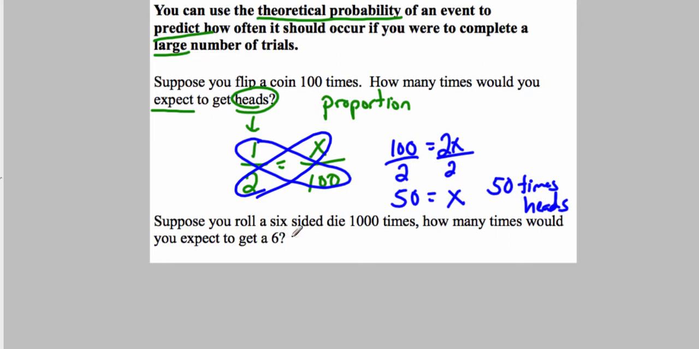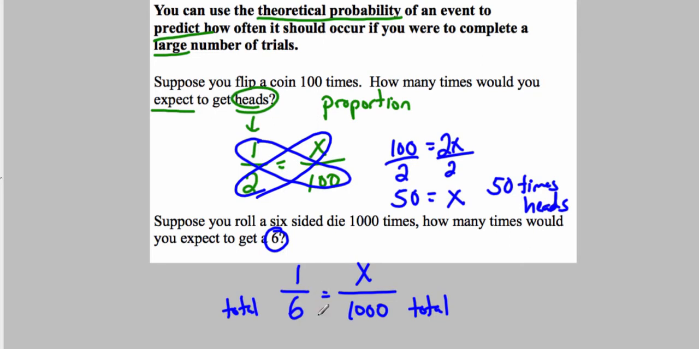So let's try another one. Suppose you roll a 6-sided die, so a regular die, 1,000 times. How many times would you expect to get a 6? Well, start with what we want. What's the probability of rolling a 6? Well, there's one way to get a 6 out of 6 possibilities on a die. We want to know how many would that be out of 1,000. So the 1,000 goes on the bottom because that's our total, just like the 6 was our total number of possibilities. We want to know this piece.